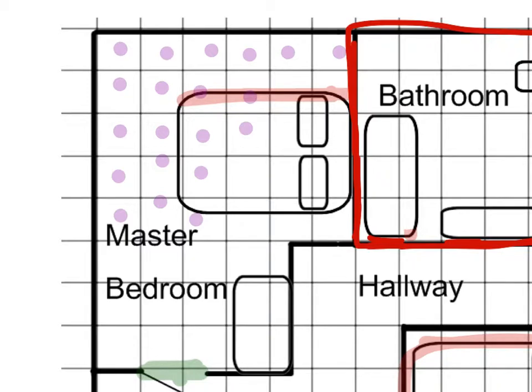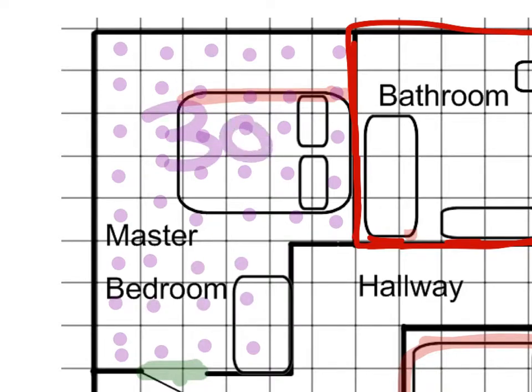Go back. This one, this one. Bam, that's 30 units right there. But then in addition to that, the master bedroom has 3 by 4. So this one, that would be 12. So up in count there was 30.